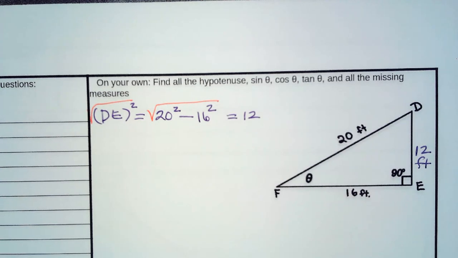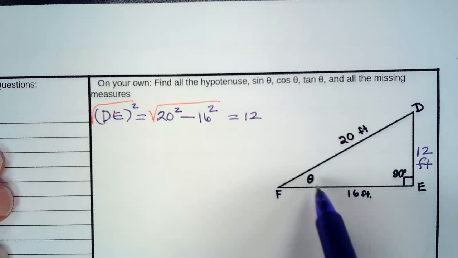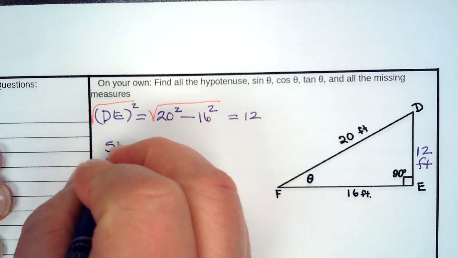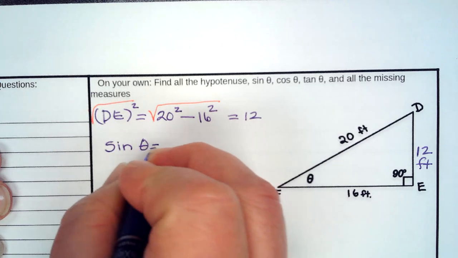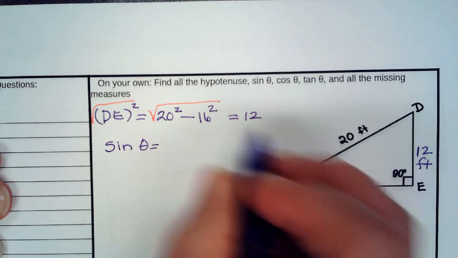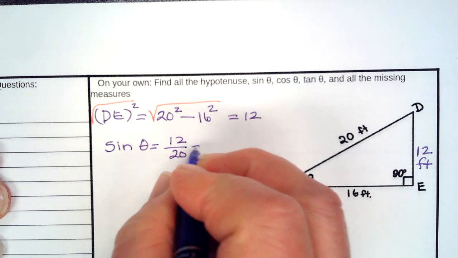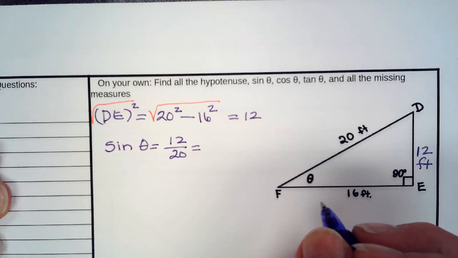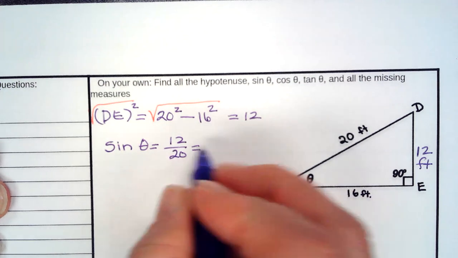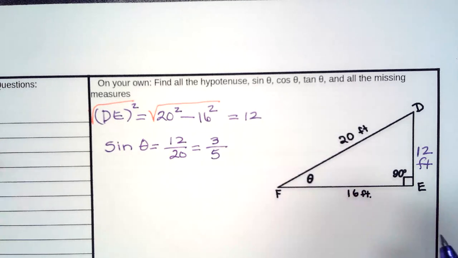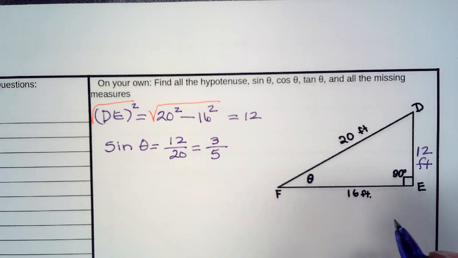Okay, now I'm ready to find sine, cosine, and tangent, and then find the two missing angle measures. So this is my angle theta. The sine of theta, the opposite over the hypotenuse, is 12 over 20. Both of those have a factor of 4. 12 divided by 4 is 3. 20 divided by 4 is 5. So that is the fraction 3 over 5.